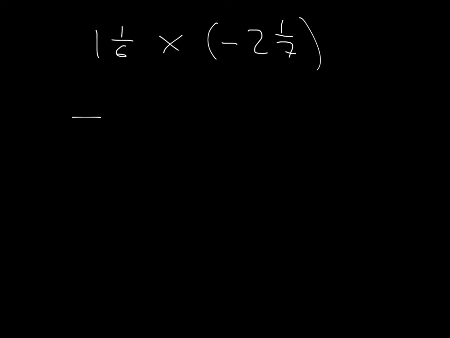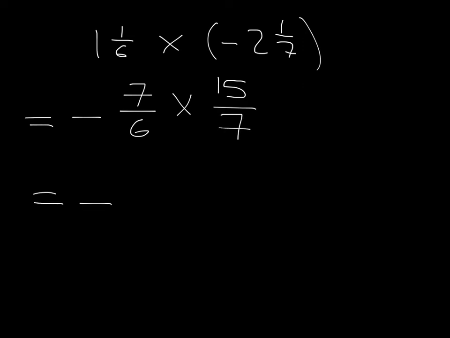Then we deal with the mixed numbers, turn them into improper fractions. So this becomes 1 times 6 plus 1, it is 7 over 6. And then this one becomes 2 times 7 is 14 plus 1 is 15 over 7. Okay, then I've got 7 times 15 over 6 times 7.